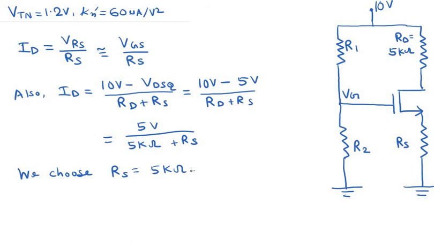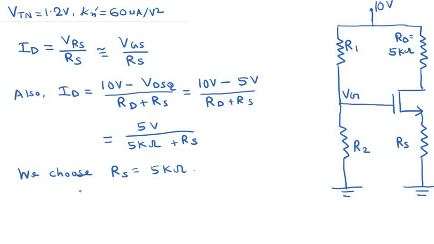If you choose RS equal to 15 kilo ohms, on the other hand, you would get a different value of R1 and R2 and a different value of W by L. So this problem doesn't have a fixed or unique solution, and the solution depends on the values of the parameters that you choose. Here we choose RS equal to 5 kilo ohms, and depending on this choice we would be solving for the other parameters in the circuit.